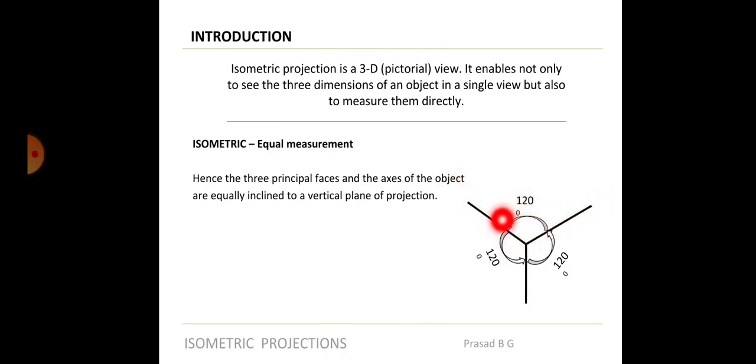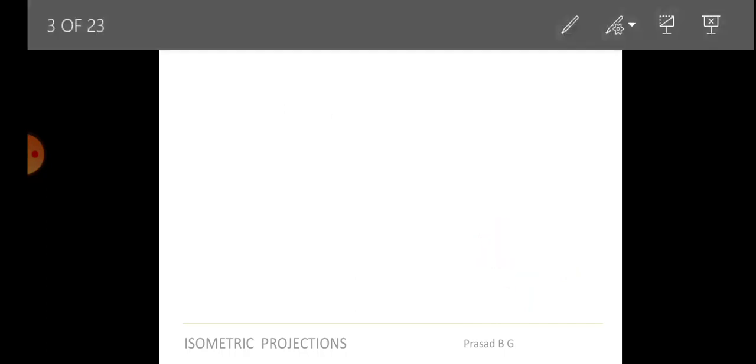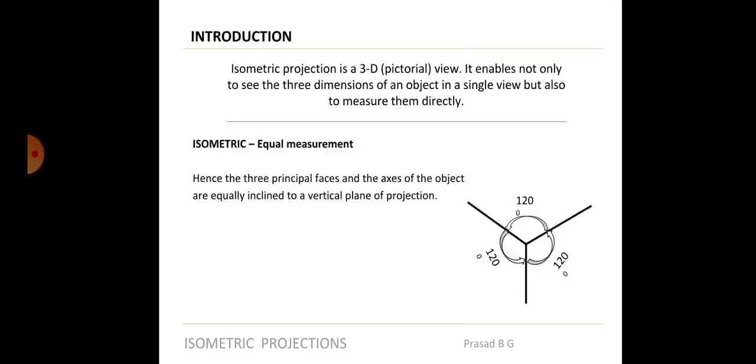They will be at an angle of 120. Or if I am trying to draw one more object here, this line and this line will be at an angle of 120. Similarly, on the other part on the right-hand side also you will have 120 degrees. So each principal plane will be at an angle of 120 degrees.